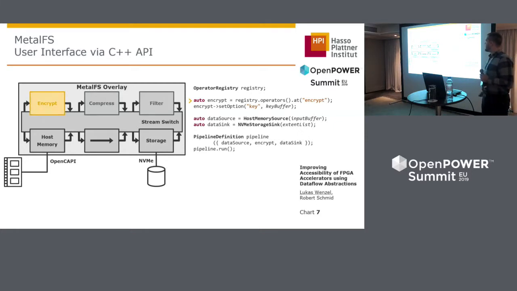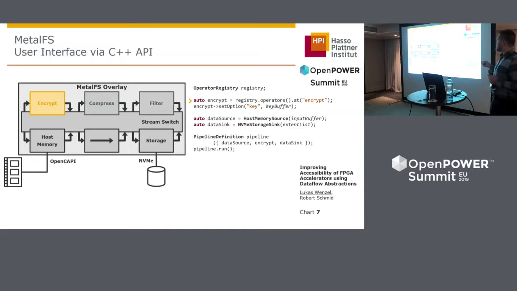And if we go through this, we see that with the C++ API, we are able to query the design for which operators are present on it. This configuration is stored in the FPGA card in a separate configuration memory, so it is possible to take out your card, go to another machine with MetalFS present, and it will be able to just query which operators are present and then present them to the user. And in this case, we query an operator called encrypt.